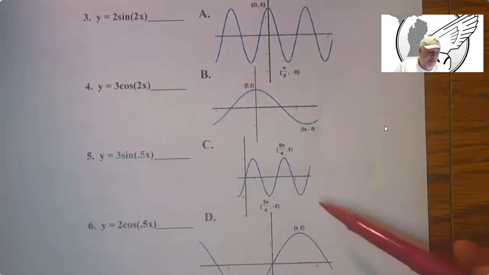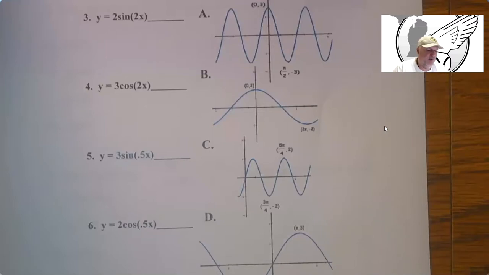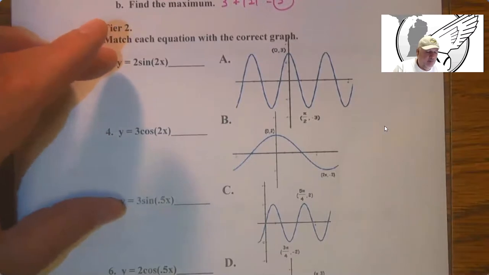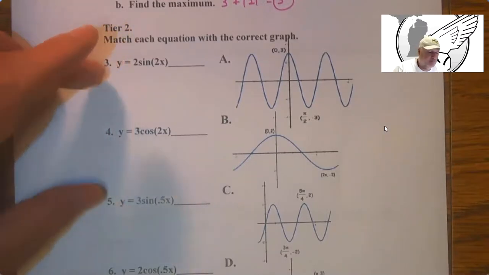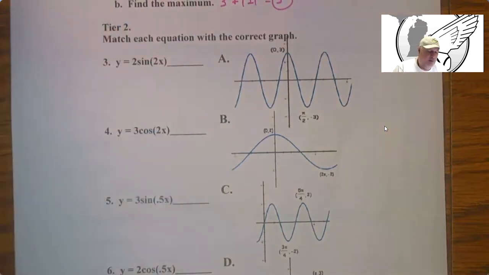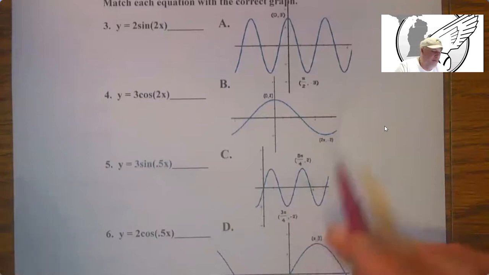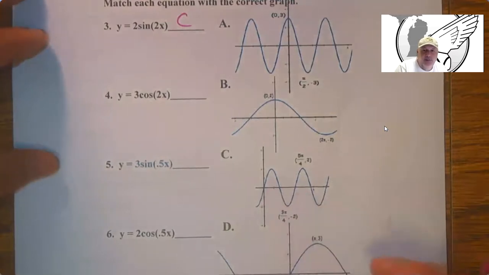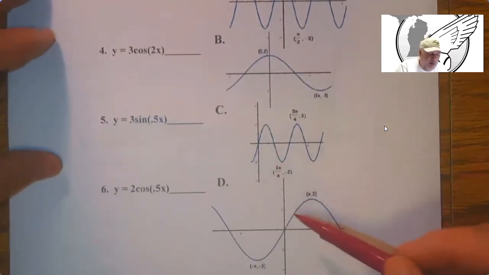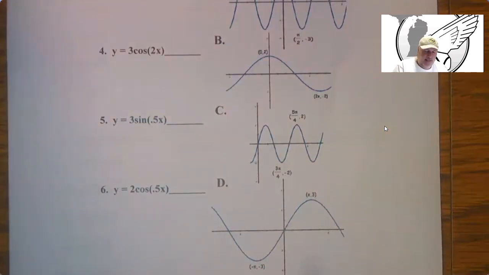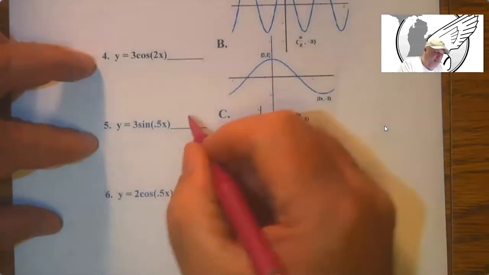So I know that C and D are the graphs of sine. How are we then going to distinguish which one's which? Well, look at the amplitude, the height from the midline. So 2 sine of 2x has an amplitude of 2, so I'm going to say that's C, because that's the height from the midline, which is the x-axis. And then this one has a height of 3 from the midline, which is the x-axis again. So D is going to be number 5.